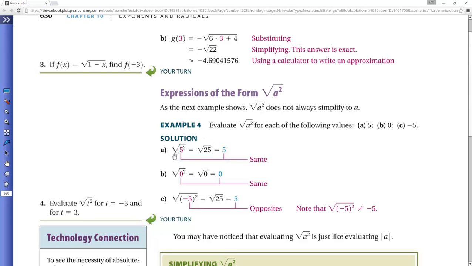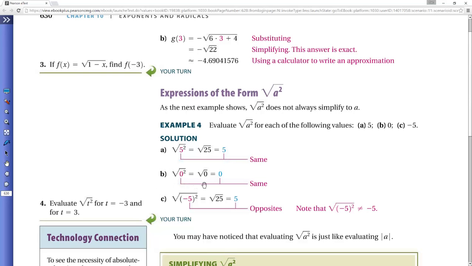So in this case, where we have the square root of 5 squared, which is kind of like order of operations in a sense. We're going to learn some rules to bypass that or work around order of operations. I have to square 5, I get 25, and then take the square root of that is 5.